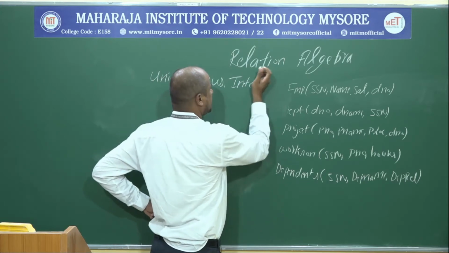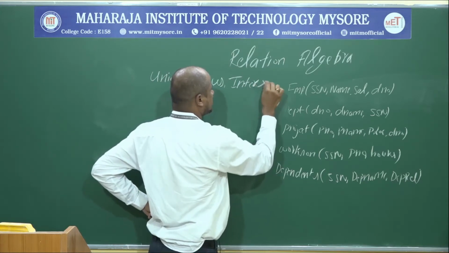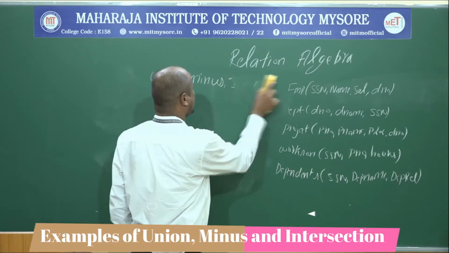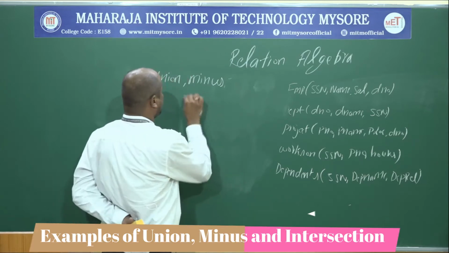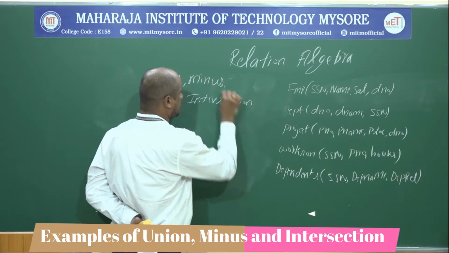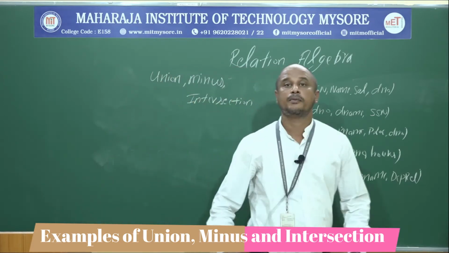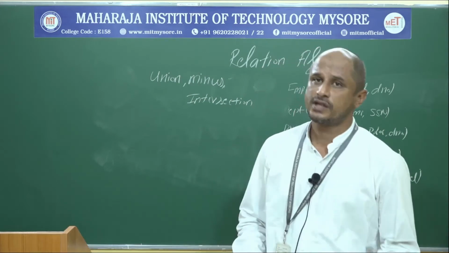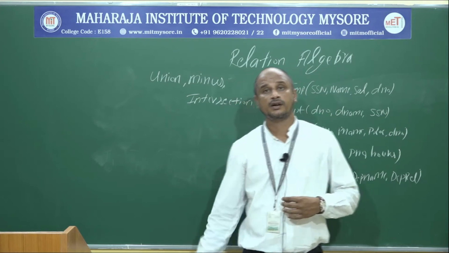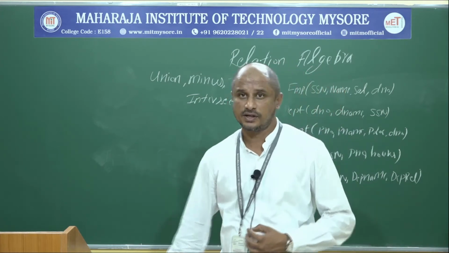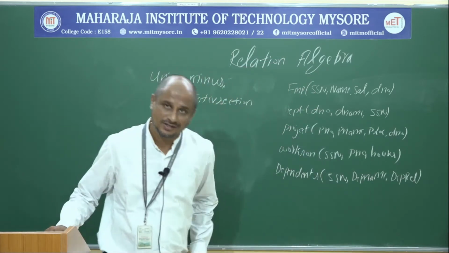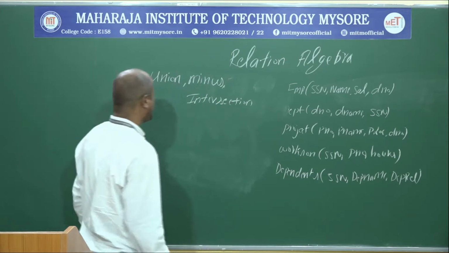Intersect and minus. Union, intersection and minus. People are learning this in various subjects like DBMS and discrete mathematics. You have learned union, intersection, and so on through mathematics. The same thing can be applied for relational algebra, for union, intersection and minus.